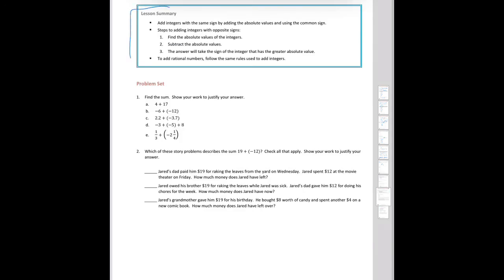For the lesson summary, just remember that if you are adding two integers together, the sign will be the same. If you are subtracting, the sign will be different.